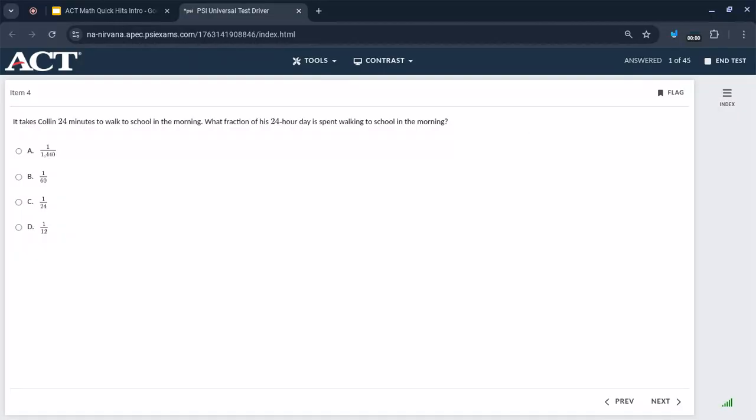All right, so it tells us that it takes Colin 24 minutes to walk to school in the morning. What fraction of his 24-hour day is spent walking to school in the morning?